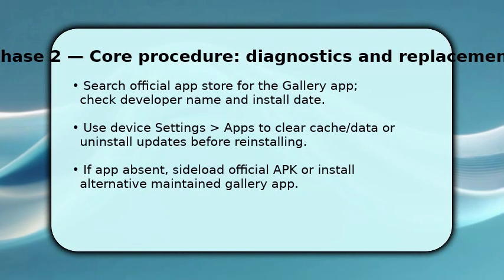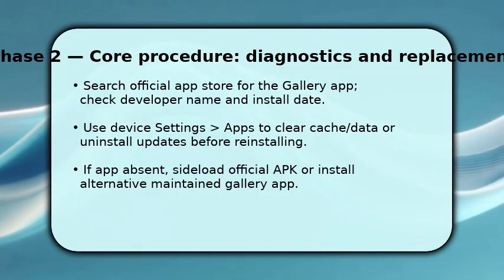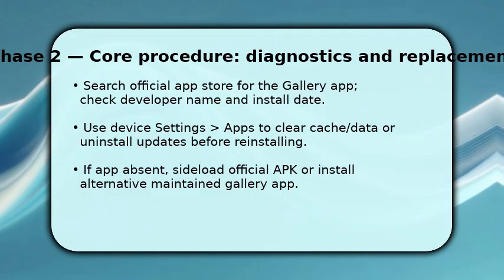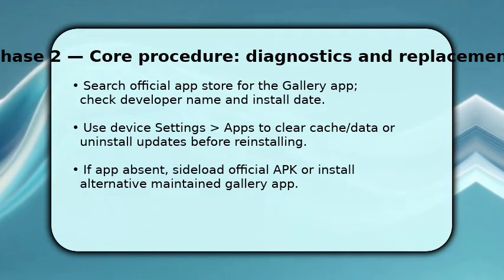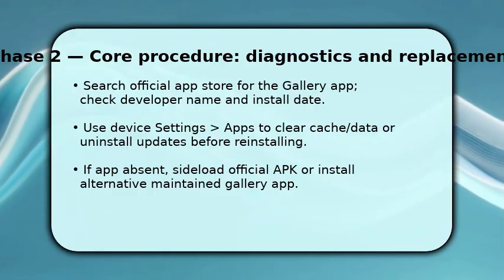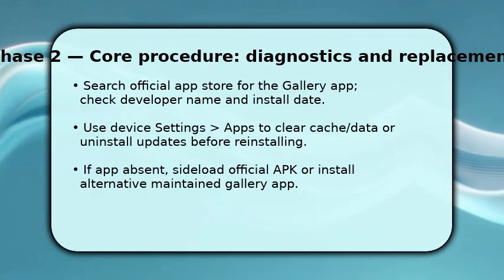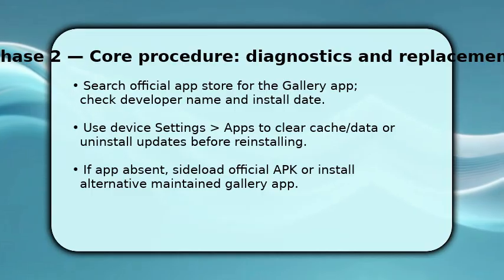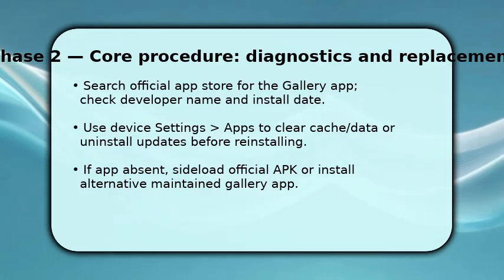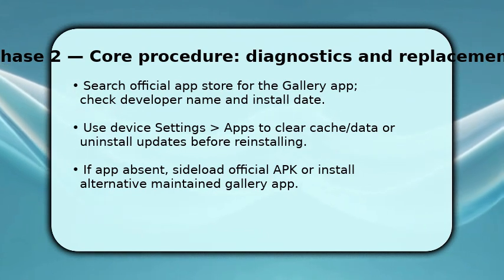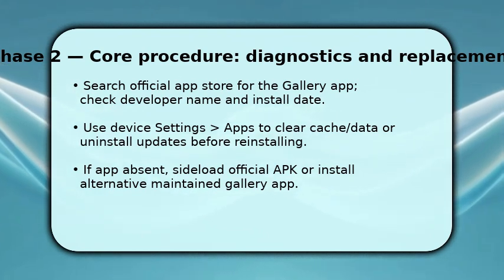You will now perform the central recovery actions. Open your platform's app store and search for the Gallery app, confirming the developer to avoid imposters. If the app appears installed but broken, go to Settings, Apps, then Clear Cache and Data. Next, uninstall updates to revert to a stable version and reinstall from the store. If the app is missing, download the official APK from a trusted source on Android or install a reputable alternative from the store. Make sure permissions are granted afterward so media shows up.